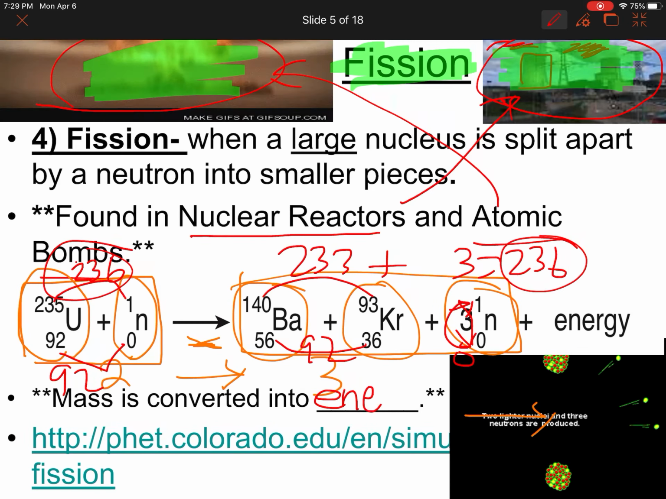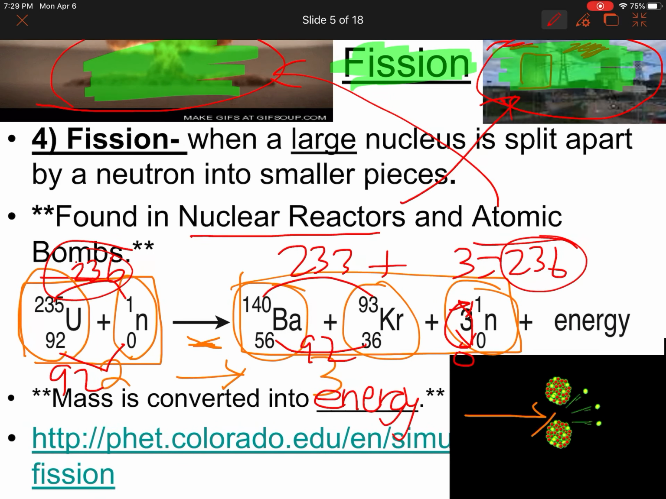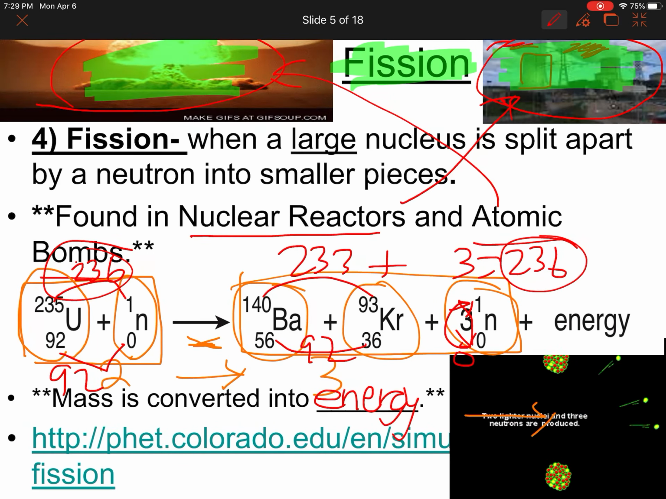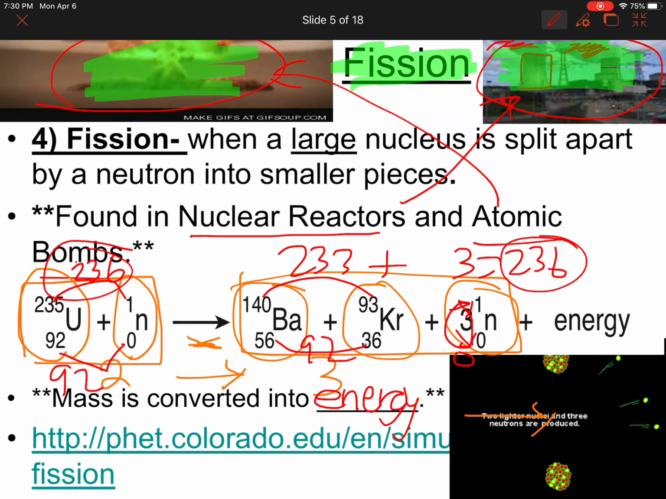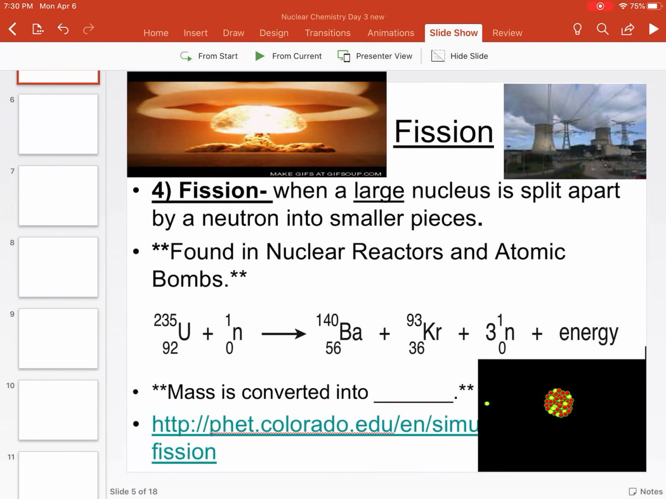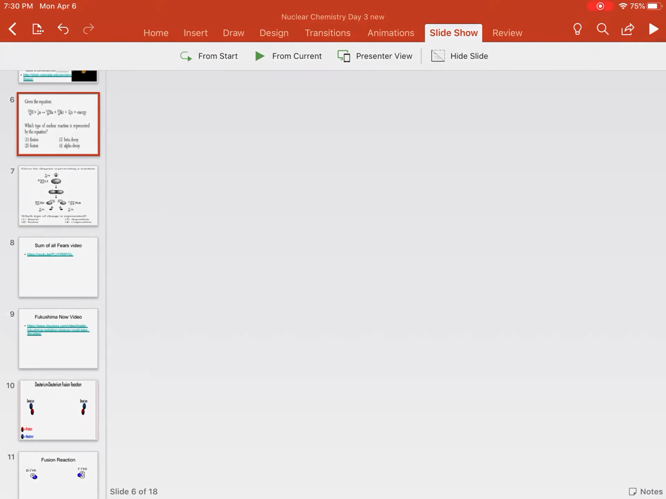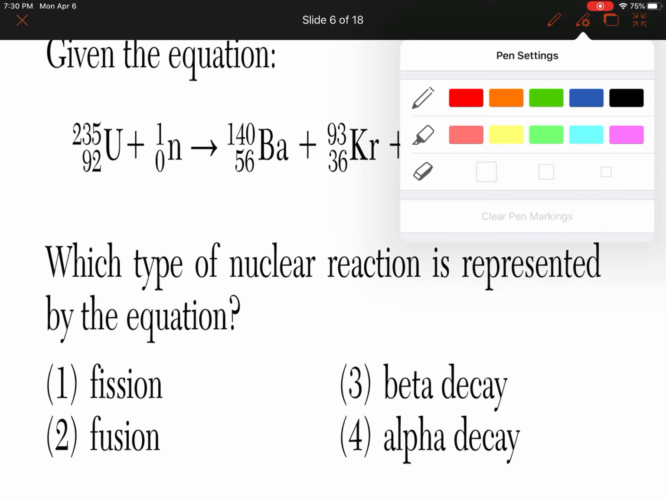Mass is converted into energy. Tremendous amount of energy, guys, that powers nuclear power plants, power cities, and bombs, okay? Awesome. Let's do another fission reaction over here. So here's the equation, guys, all right?